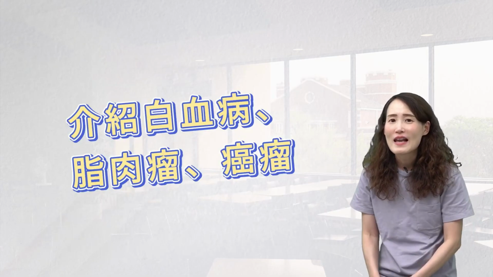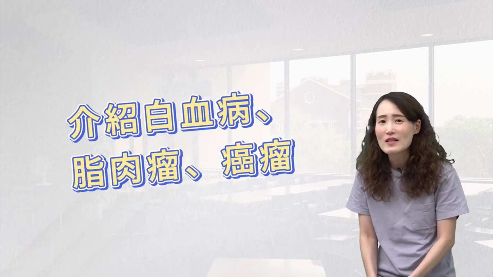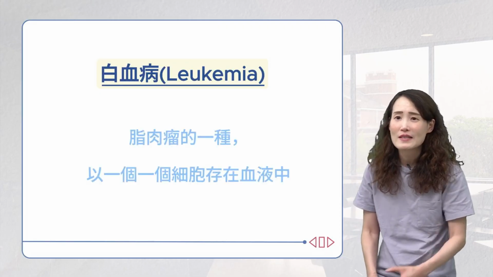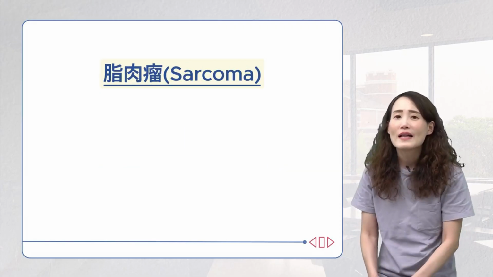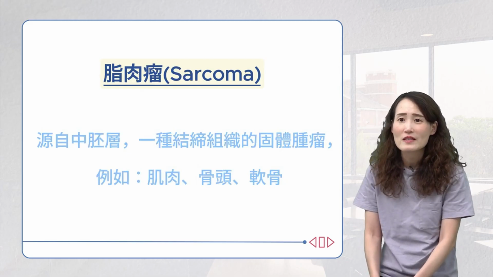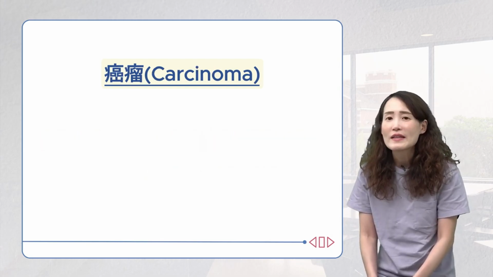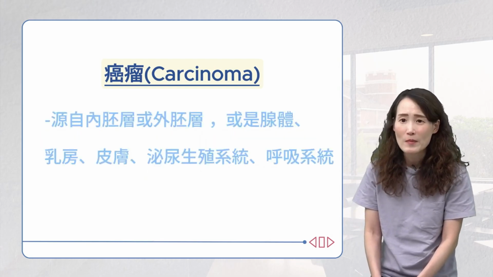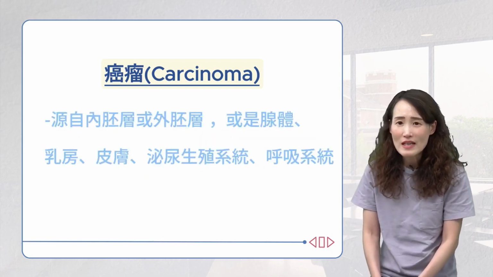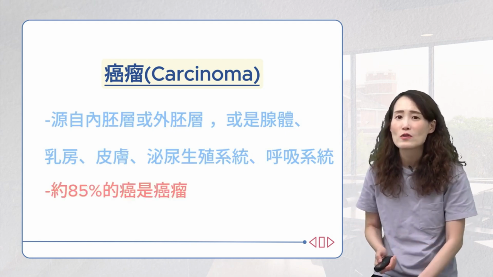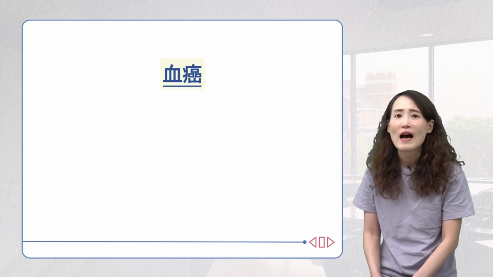And next, I will introduce what leukemia is, what liposarcoma is, and what carcinoma is. Leukemia is a type of liposarcoma. It exists in clusters in the blood. Sarcoma originates from mesoderm, which is a type of solid tumor of connective tissue such as muscle, bone, or cartilage. Carcinoma comes from endoderm or ectoderm or glands such as breast, skin, urinary and reproductive systems, and respiratory systems. Thus, 85% of cancers are classified as carcinoma.